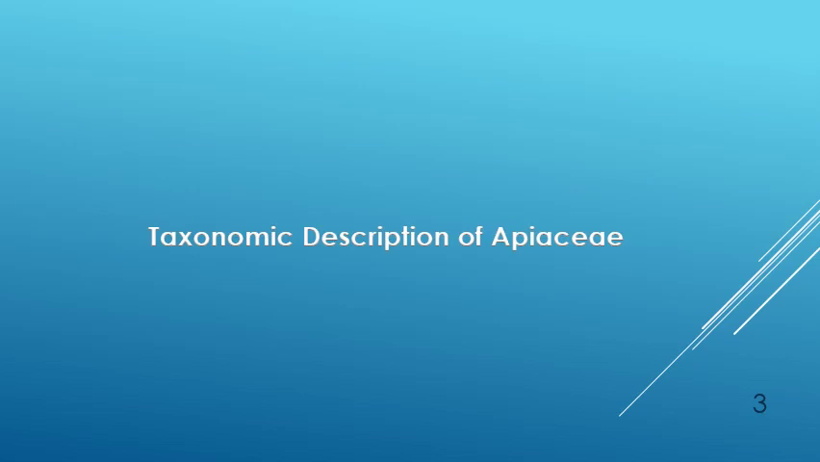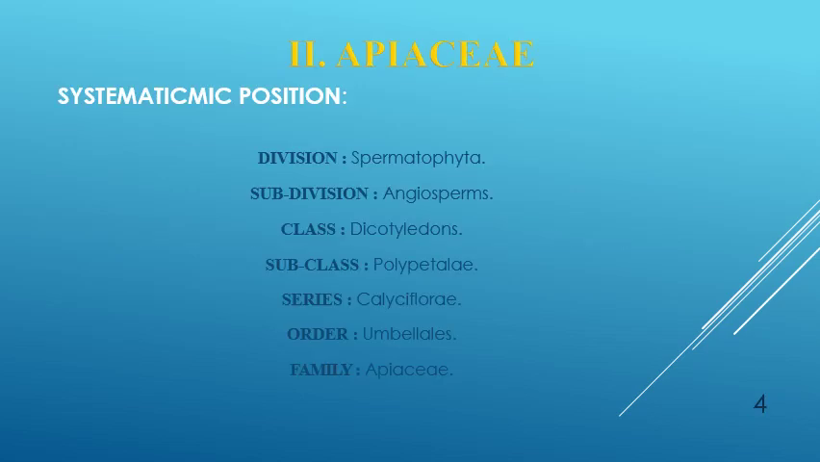So first of all, we have the taxonomic description of this family. Here we have the systematic position of this family. This family lays itself into a division, that is Spermatophyta. The subdivision of this family is Angiosperms. It exhibits a class, that is Dicotyledons, and it is present in a subclass, that is Polypetalae. The order of this family is Umbelliflorae, and the name of this family is Apiaceae.